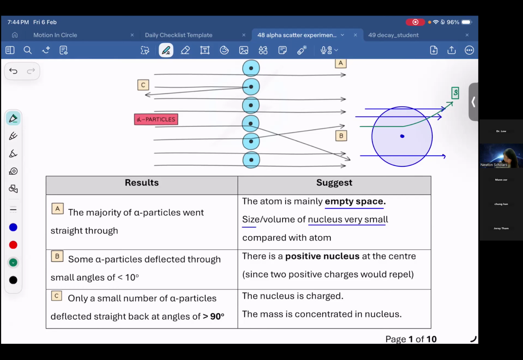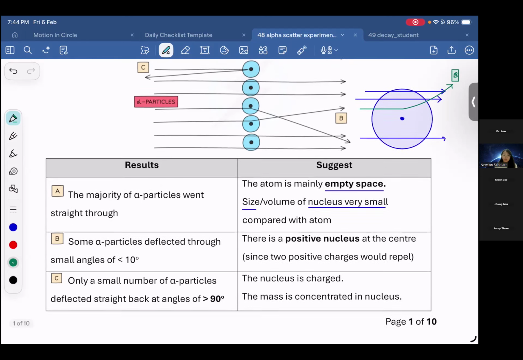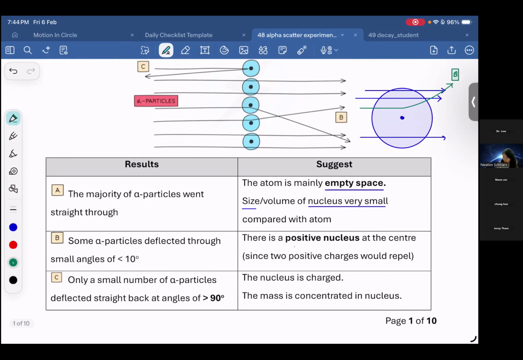Okay, here we make a conclusion. There is a positively charged nucleus at the center. Two positively charged objects, the same charge as the alpha particles, will repel. So deflect actually is repel.